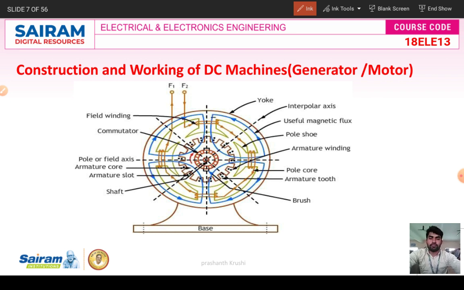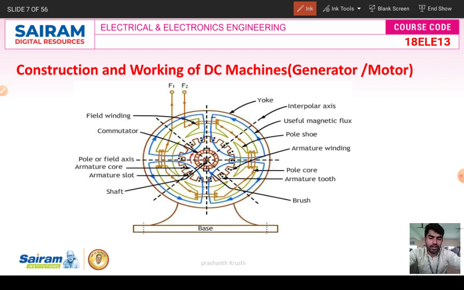See here, F1, F2 is the field supply. We give this supply for exciting the field winding, to create the flux, right? The base is for mounting purpose, right? This is the construction part of the DC machine.